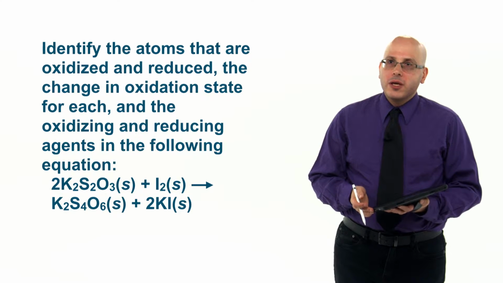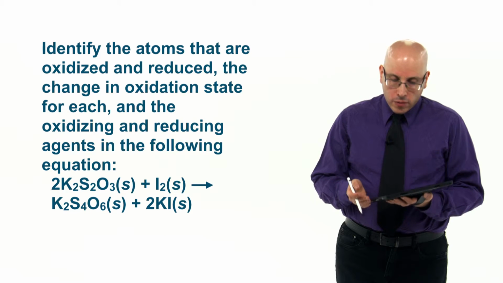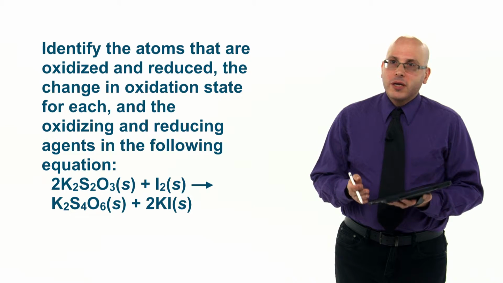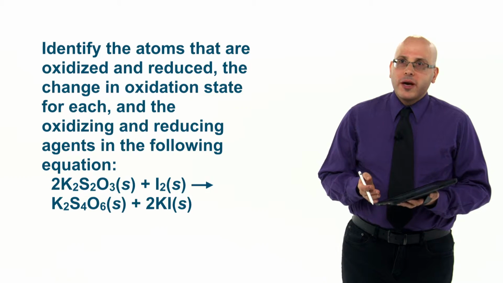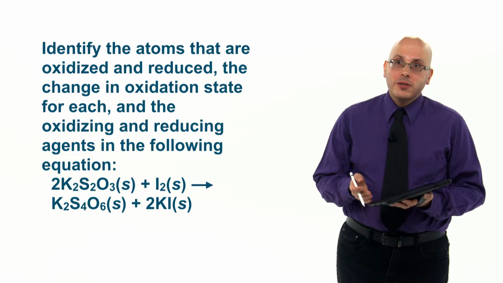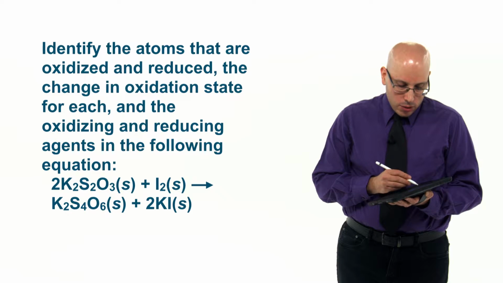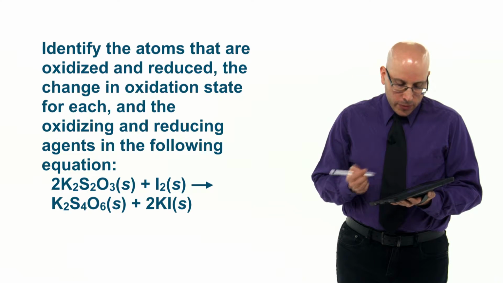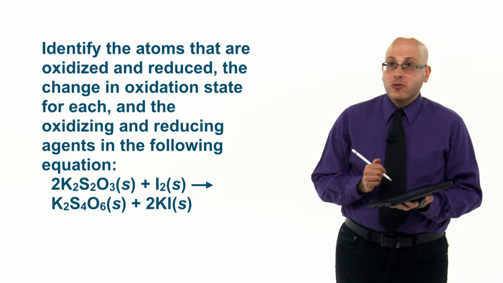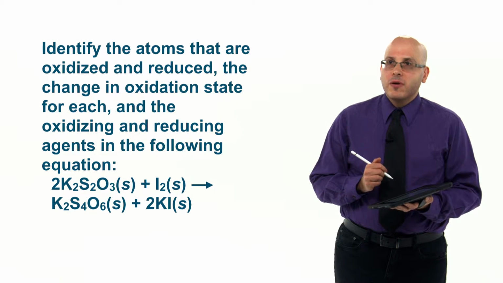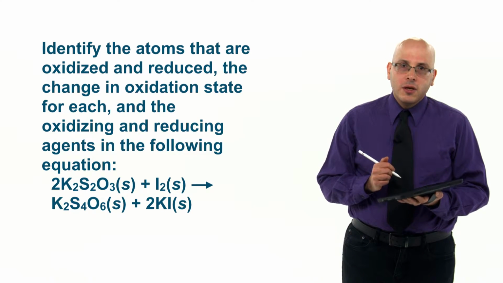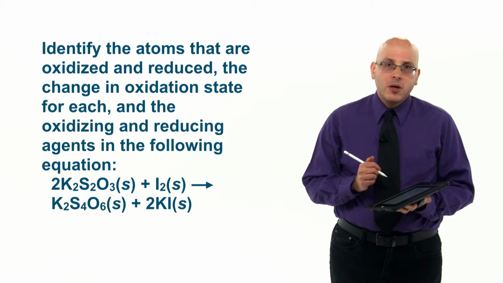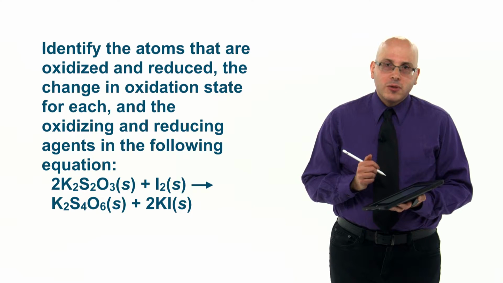Let's look at a question now related to a redox reaction, which means that different substances are being oxidized and reduced. Specifically in this question, we're going to look at the reaction between iodine, I2, and K2S2O3 solid as it forms K2S4O6 solid and potassium iodide. What we want to do is figure out the different changes in the charges or the oxidation states for each of these compounds, as well as who the oxidizing and reducing agents are.